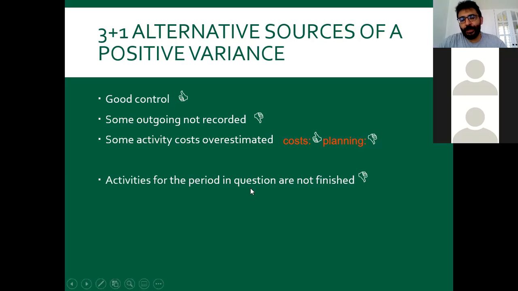Maybe the activities for the period are not finished. Maybe you didn't do the job well. Maybe something is missing, right? Because normally you need to spend that money, and you didn't spend it. So is there some quality problem? This kind of question marks could occur.